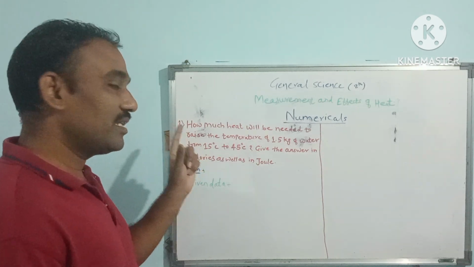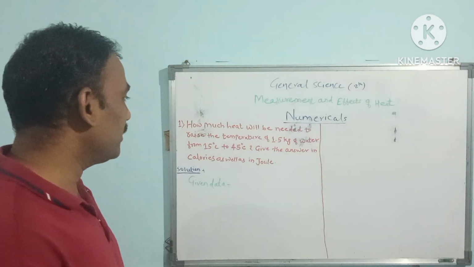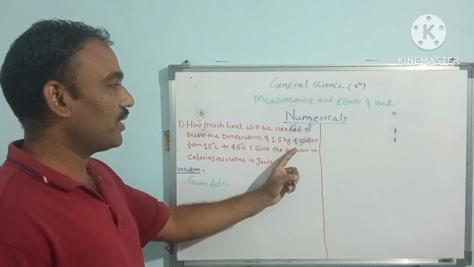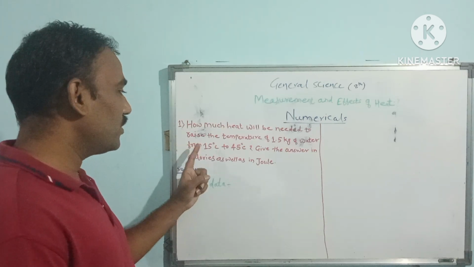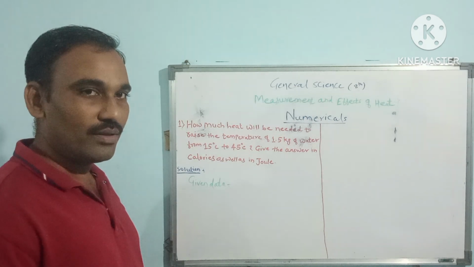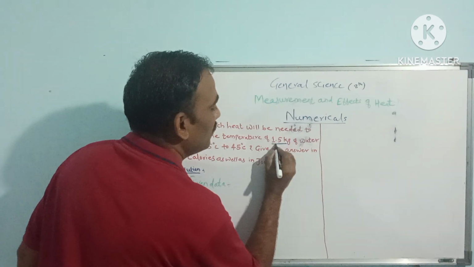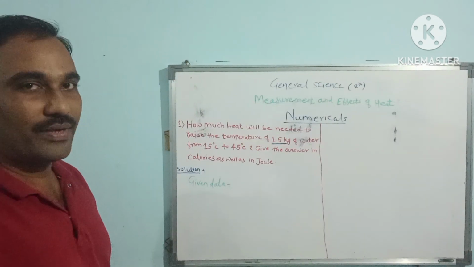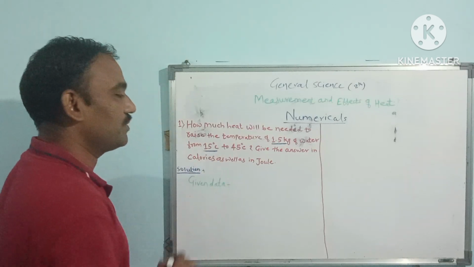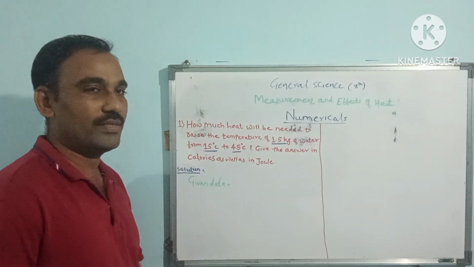In the problem it is given: how much heat will be needed to raise the temperature of 1.5 kg of water from 15 degrees Celsius to 45 degrees Celsius. See, I underlined the given data in the problem. The mass of water is 1.5 kg. The initial temperature of that water is 15 degrees Celsius and the final temperature is 45 degrees Celsius.